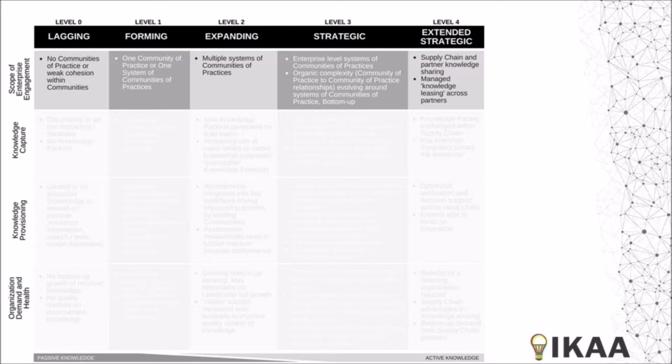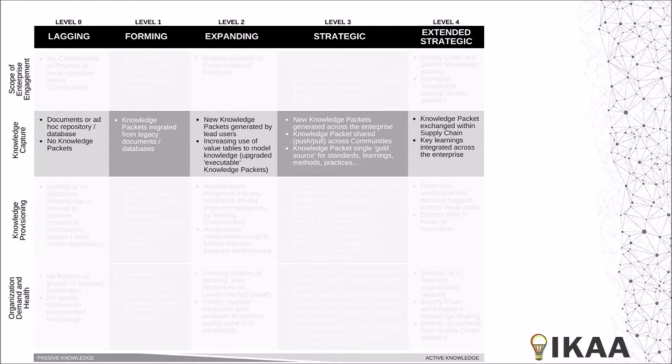So now let's look a little closer at each of the organizational features. At the low end of the scale of enterprise engagement, an organization has little or no recognition of communities of practice. As the organization matures, communities of practice start to be established in different areas, growing from a single community to multiple communities, eventually covering a significant footprint and achieving the strategic level. Beyond this, an organization may extend the impact of the communities by exchanging and sharing knowledge with partners and the supply chain.